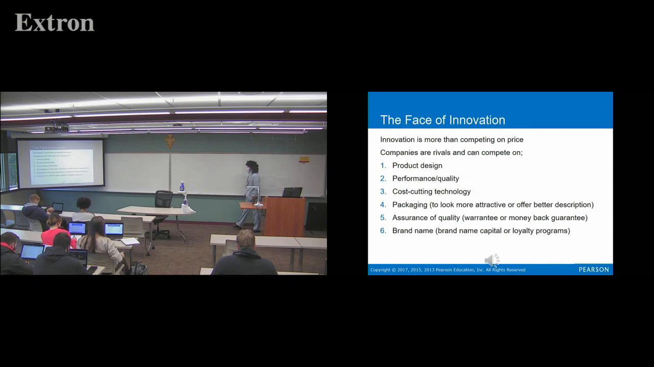So innovation is more than just competing on price, like it is in perfectly competitive markets. Companies are rivals. They try to beat one another all the time, so they compete on a lot of different dimensions. There's things like product design, trying to create a better product or a new product. You go after performance or quality. Maybe something that's really long-lasting, something that's really durable, something you can drop.